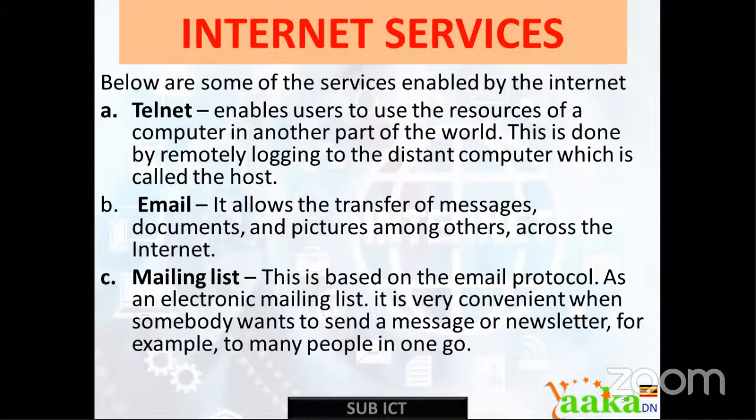Below are some of the services enabled by the Internet. Part A, Telnet, enables users to use the resources of a computer in another part of the world. This is done by remotely logging to the distant computer, which is called the host. B, email. It allows the transfer of messages, documents, and pictures, among others, across the Internet. C, mailing lists. This is based on the email protocol. As an electronic mailing list, it is very convenient when somebody wants to send a message or newsletter, for example, to many people in one go.